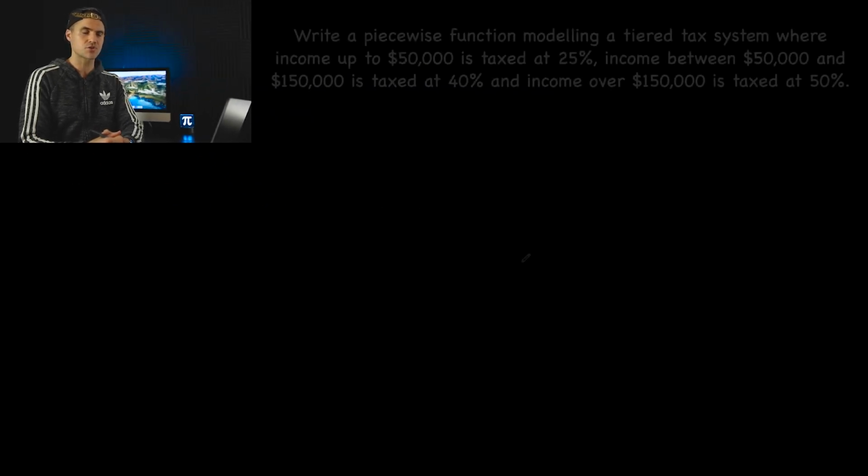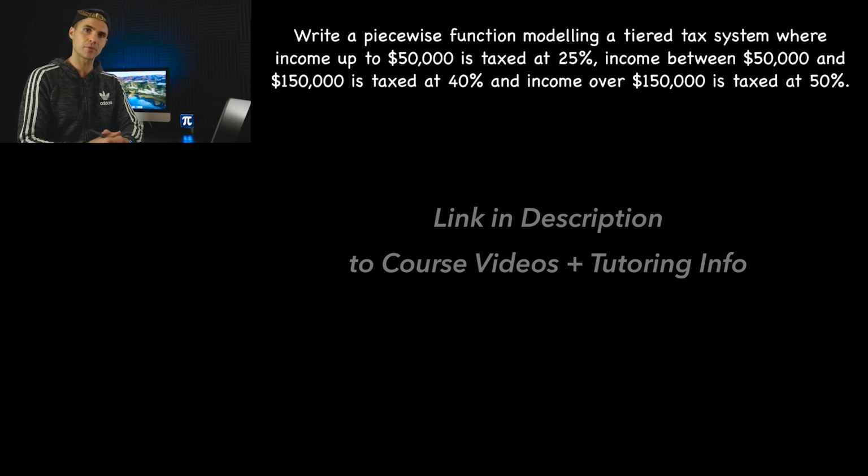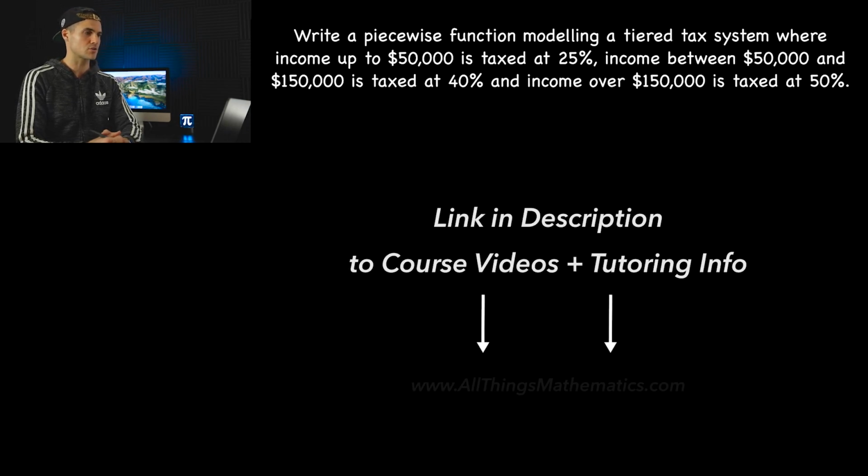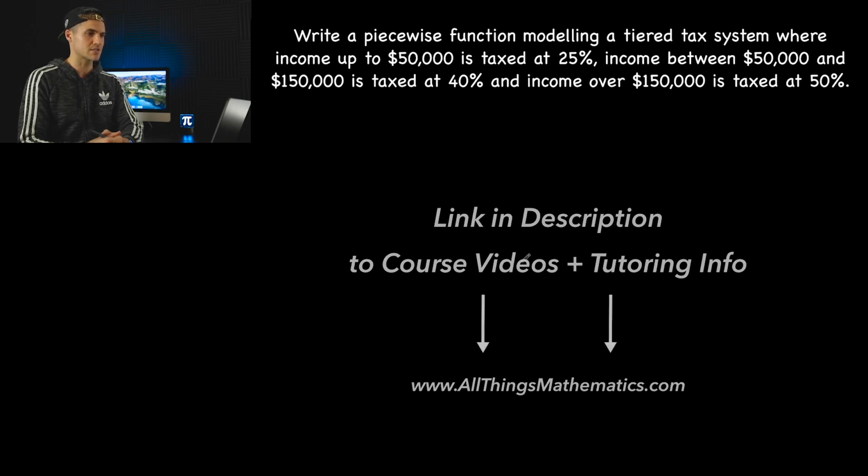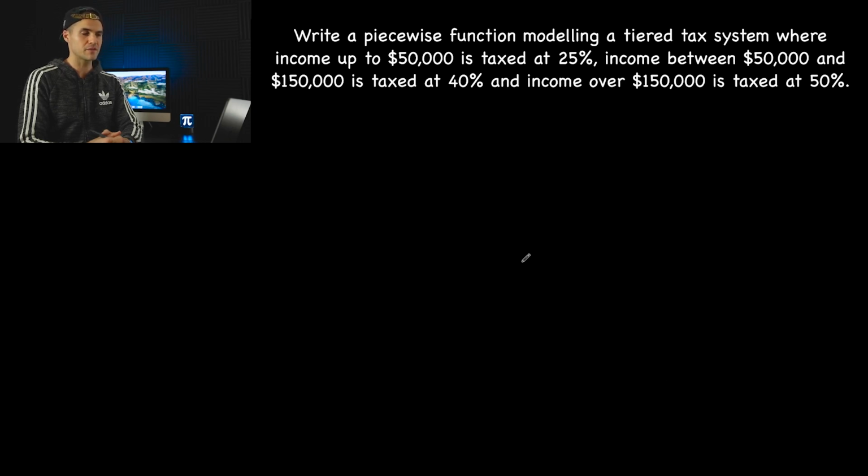Patrick here, moving on to the next video dealing with piecewise functions, another word problem here. This is a popular one that comes up pretty often. So what we have to do is write a piecewise function modeling a tiered tax system where income up to $50,000 is taxed at 25%, income between $50,000 and $150,000 is taxed at 40%, and then income over $150,000 is taxed at 50%. So as usual, before we get into the actual math, what I want to do is explain what all of this means.